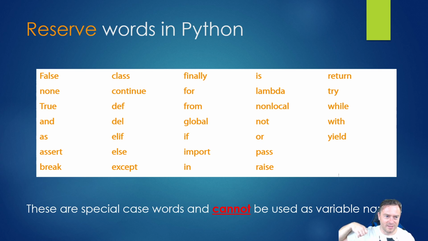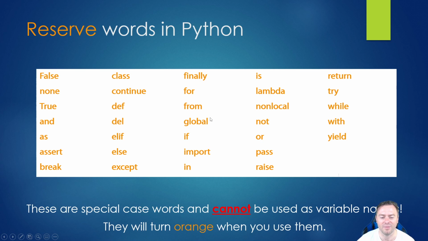What happens with this is they are used as the language to do specific commands in Python. So you've got your true, you've got your false, there's an if, there's while, right? These cannot be used inside of your code as a variable name, okay? The good part for you is they will actually turn orange when you try to use them in Python.